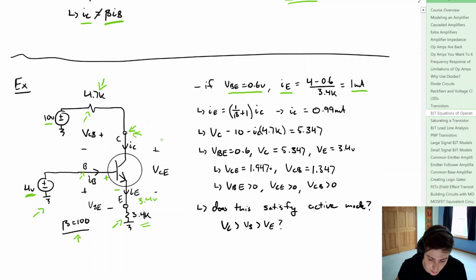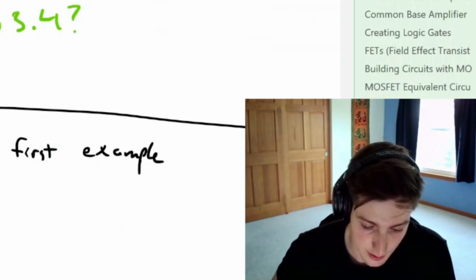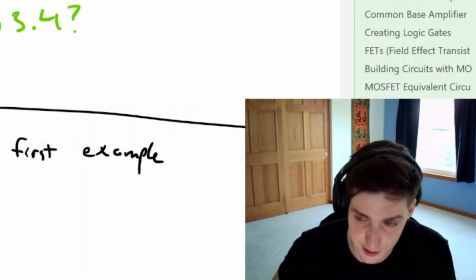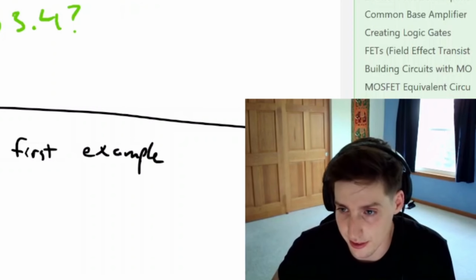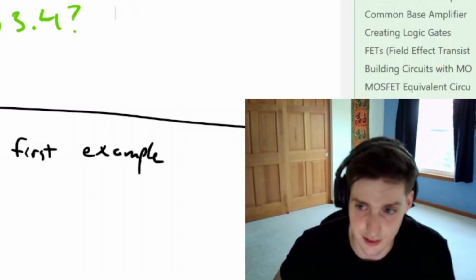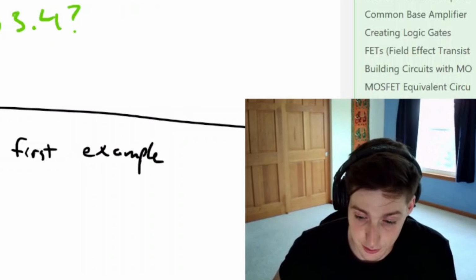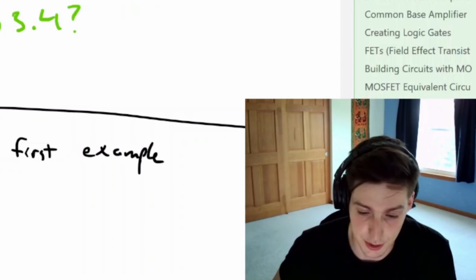And then from that, we really ask ourselves, does this satisfy the active mode? Is VC greater than VB greater than VE? It appears so. So now we are in the active mode. So we went through two examples, one that showed us that we were in the saturation mode, and one that showed us that we were in the active mode. But we still have no idea how to analyze the first example if we're in the saturation mode. We can just say that we are in the saturation mode because logically it doesn't make sense. If we're in the active mode, the math doesn't work. So in the next video, we'll actually hop into what saturating a transistor or BJT really means.